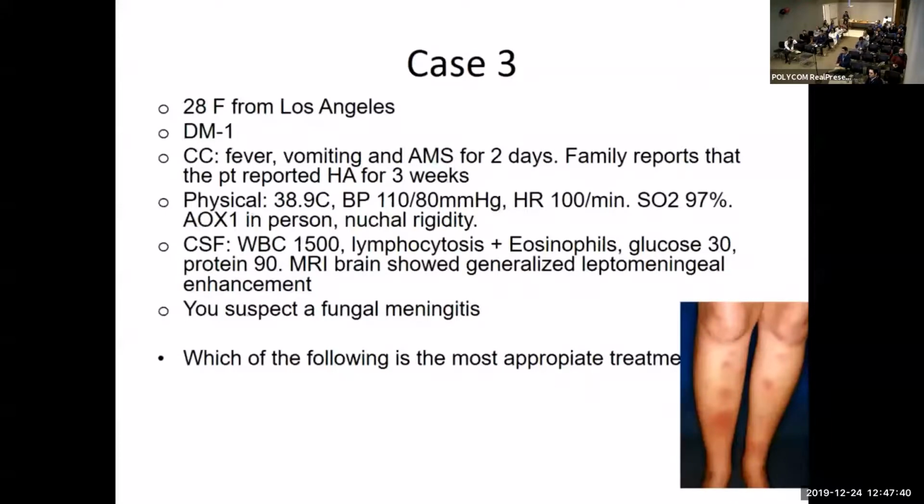The LP shows lymphocytosis and eosinophils. The MRI just shows generalized inflammation of the brain. You think that the patient has a fungal meningitis. Also, the intern checks the whole patient, and notices that the patient has nodules in her lower extremities. So first, what's the diagnosis here?